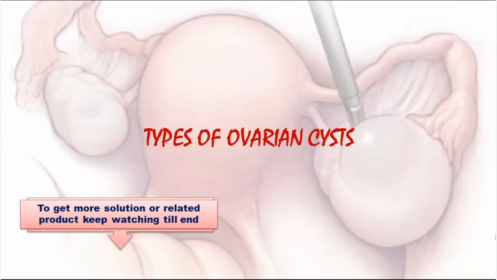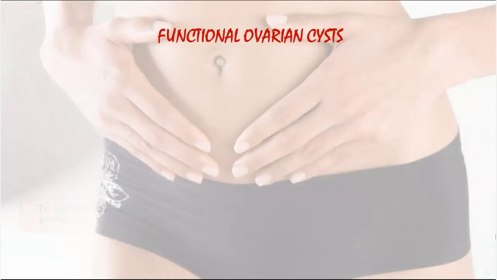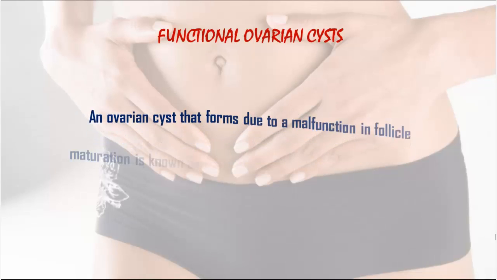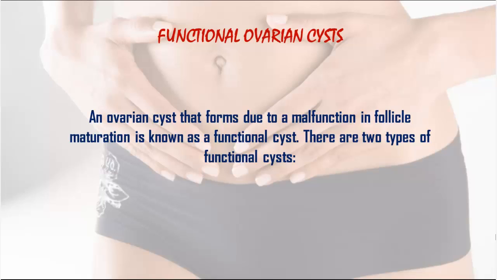Types of ovarian cysts. Functional ovarian cysts. A woman's ovaries contain thousands of follicles that house immature eggs, ovum. During the menstrual cycle each month, as ovulation nears, a select number of follicles are signaled to grow and mature for ovulation. An ovarian cyst that forms due to a malfunction in follicle maturation is known as a functional cyst.